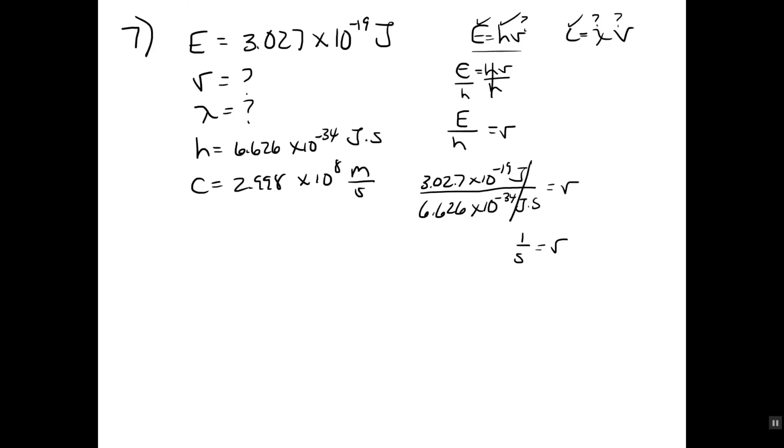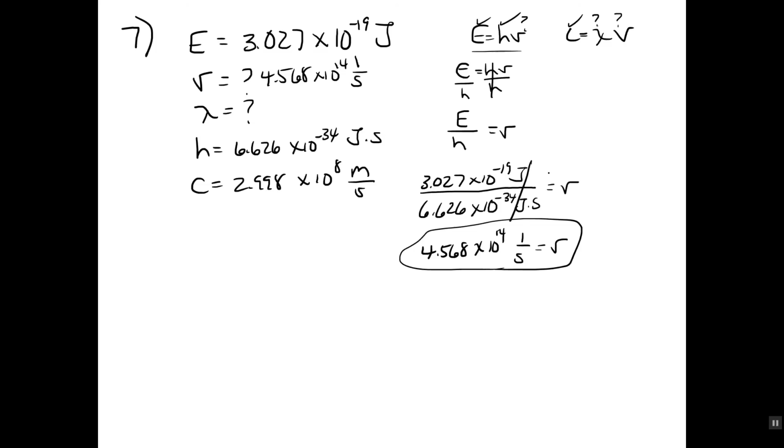And then when you divide these values, 3.027 times 10 to the negative 19th by 6.626 times 10 to the negative 34th, you get 4.568 times 10 to the 14th. Voila. Okay, so that's your frequency. I'm going to put that in here. 4.568 times 10 to the 14th, 1 over S. Now we're just looking for wavelength. And again, we want wavelength by itself, so we divide both sides by frequency. And so you get C over frequency is equal to wavelength.